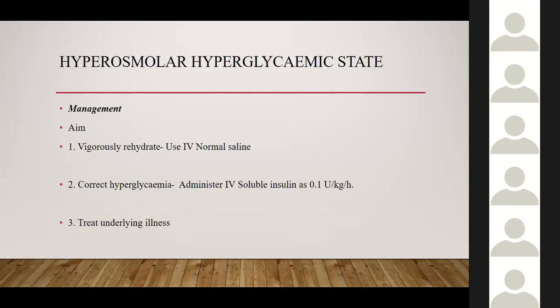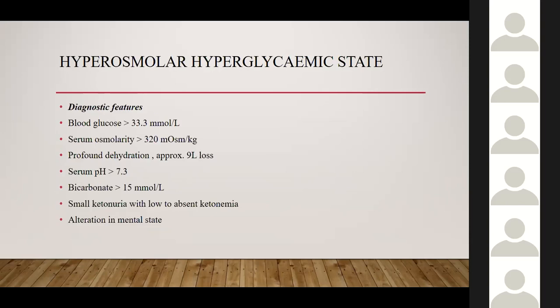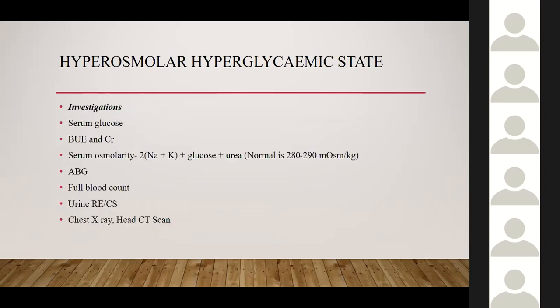So that will draw your attention to the fact that, okay, this is not a DKA, but the sugar level is very high, especially the first time I checked my sugar, it was about 33.3. I gave you a slide on diagnostic features, you can see. So at least, okay, blood glucose above 33.3, that should point you in a certain direction. Then you can calculate your serum osmolarity by the formula that I gave you. Once your BE and creatinine come and then the blood glucose comes, you use that to calculate the serum osmolarity.